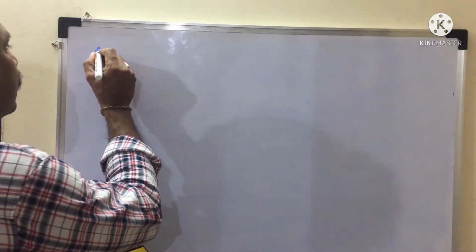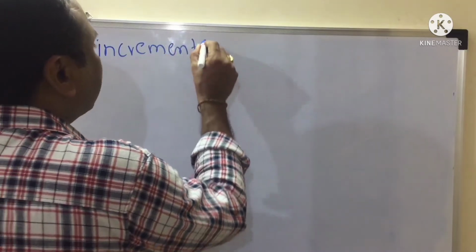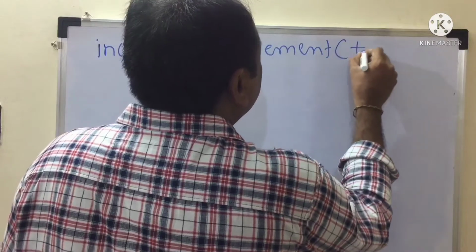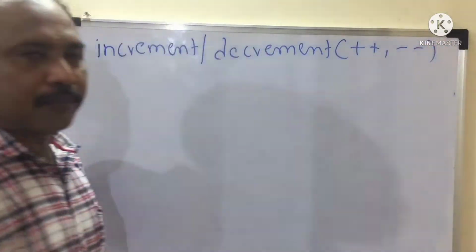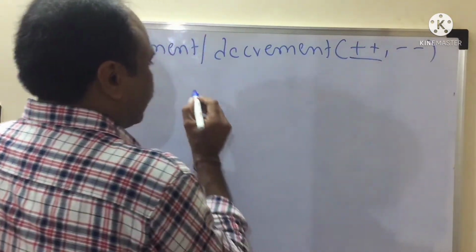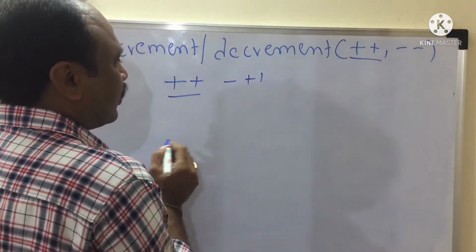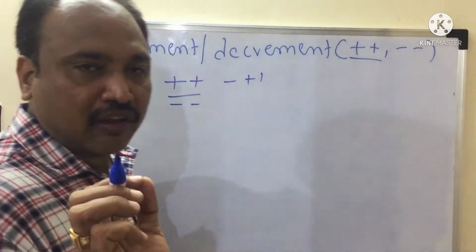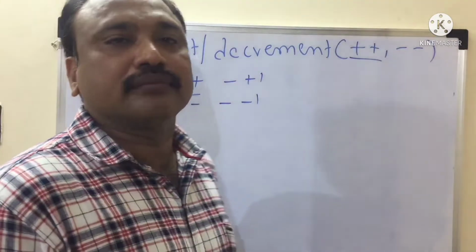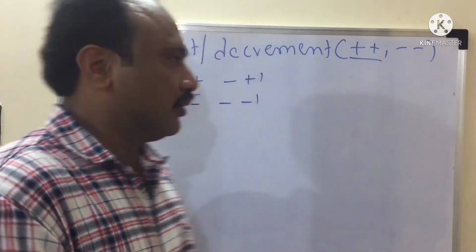Already explained, which operators are referred to as increment and which are referred to as decrement. Plus plus is called increment, minus minus is called decrement. Why is plus plus called increment? Plus plus is used to increase a value by 1, that is plus 1. Minus minus is used to decrease a value by 1, that is minus 1. Hence plus plus is referred to as the increment operator, and minus minus is referred to as the decrement operator.